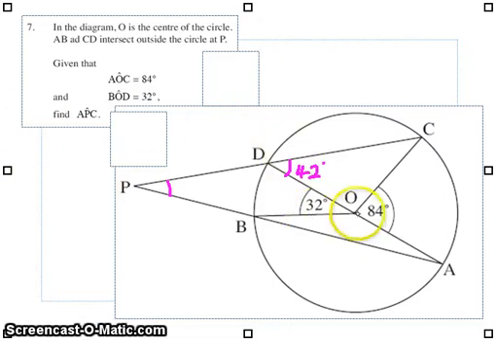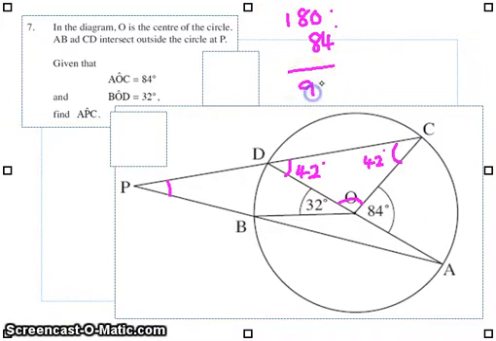Now if you look, we've got a triangle here, ODC, and the line OC is a radius. OD is also a radius. So we've got an isosceles triangle. So if OD is equal to OC, then those two angles must also be the same. From there we can start to work out the angle that is here. 42 plus 42 is 84. 180 degrees, take away 84, gives me 96.